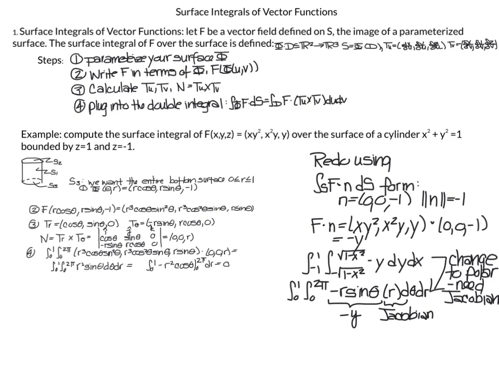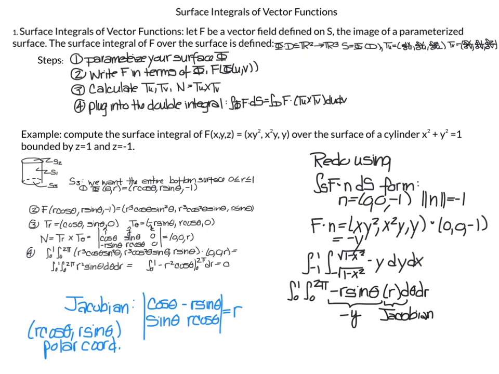And I did want to mention at some point, if you decided you did want to convert to polar coordinates, you can do that. Just remember you need the Jacobian, and the Jacobian of polar coordinates is equal to r. I have that quick calculation of the Jacobian for polar coordinates over here for you.